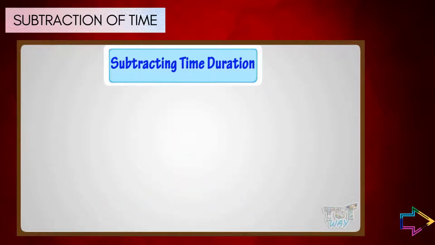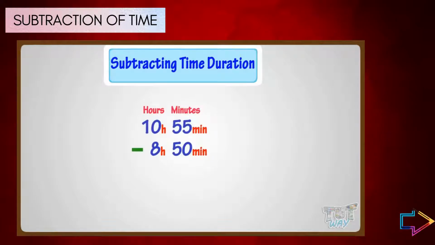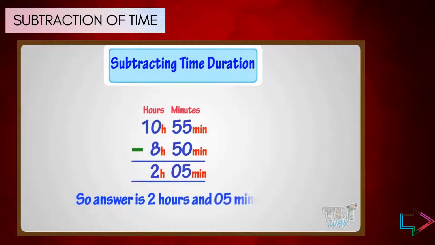Now let's take another example. We have to subtract 8 hours and 50 minutes from 10 hours and 55 minutes. Subtracting hours from hours, that is, subtracting 8 from 10, we are left with 2 hours. Subtracting minutes from minutes, that is, subtracting 50 minutes from 55 minutes, we are left with 5 minutes. So the answer is 2 hours, 5 minutes.